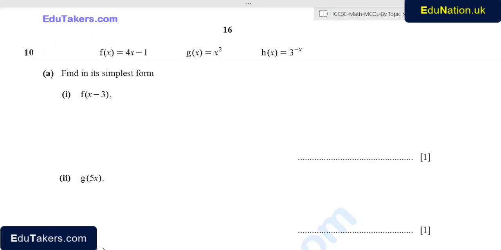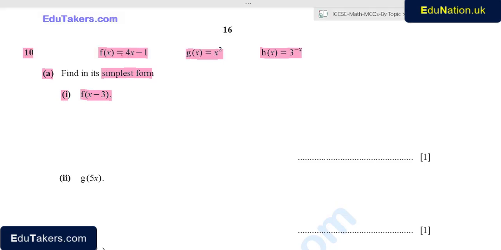Next is question number 10. f of x is equal to 4x minus 1. g of x is equal to x square. h of x is equal to 3 raised to power minus x. Part A is find in its simplest form. The first part is f of x minus 3.